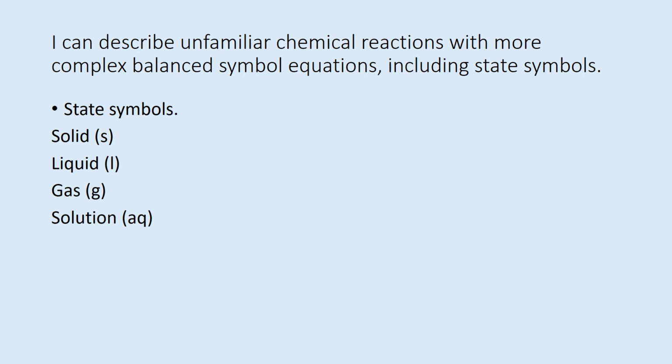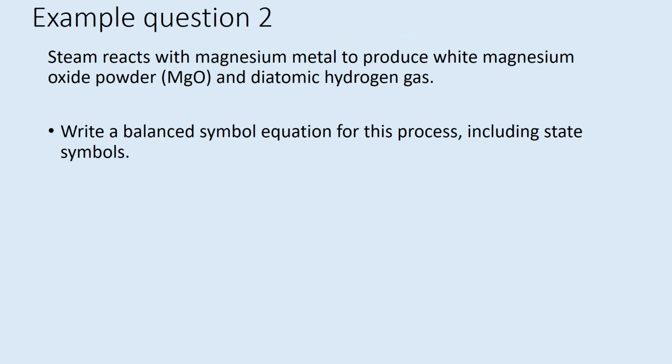So if you are given a chemical reaction, chances are, for this particular statement, that what you would need to do is add those state symbols after the necessary solids, liquids or gases or solutions, depending on what they tell you in the question. Right, so here's your example question for this. It says steam reacts with magnesium metal to produce magnesium oxide. Now, in the future, you probably will be able to work out the formula of magnesium oxide, but in this particular question, you can see that the formula is given to you.